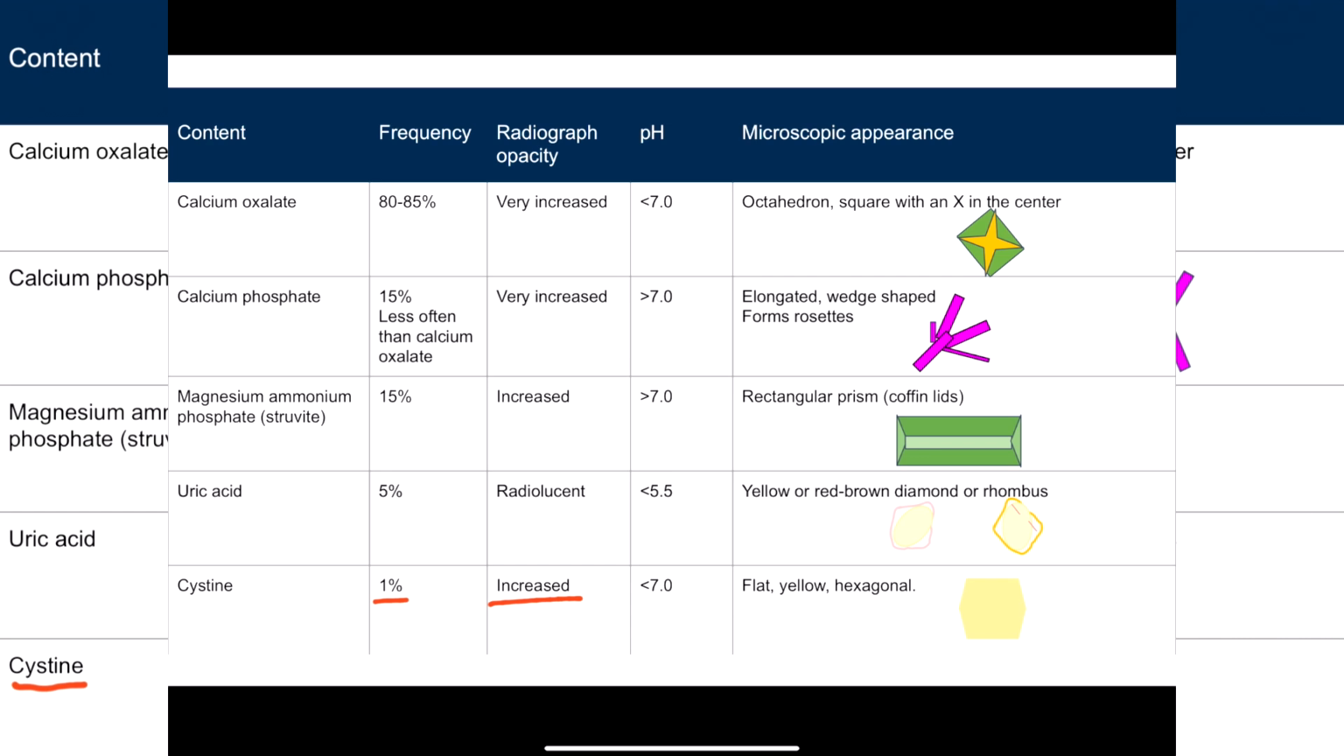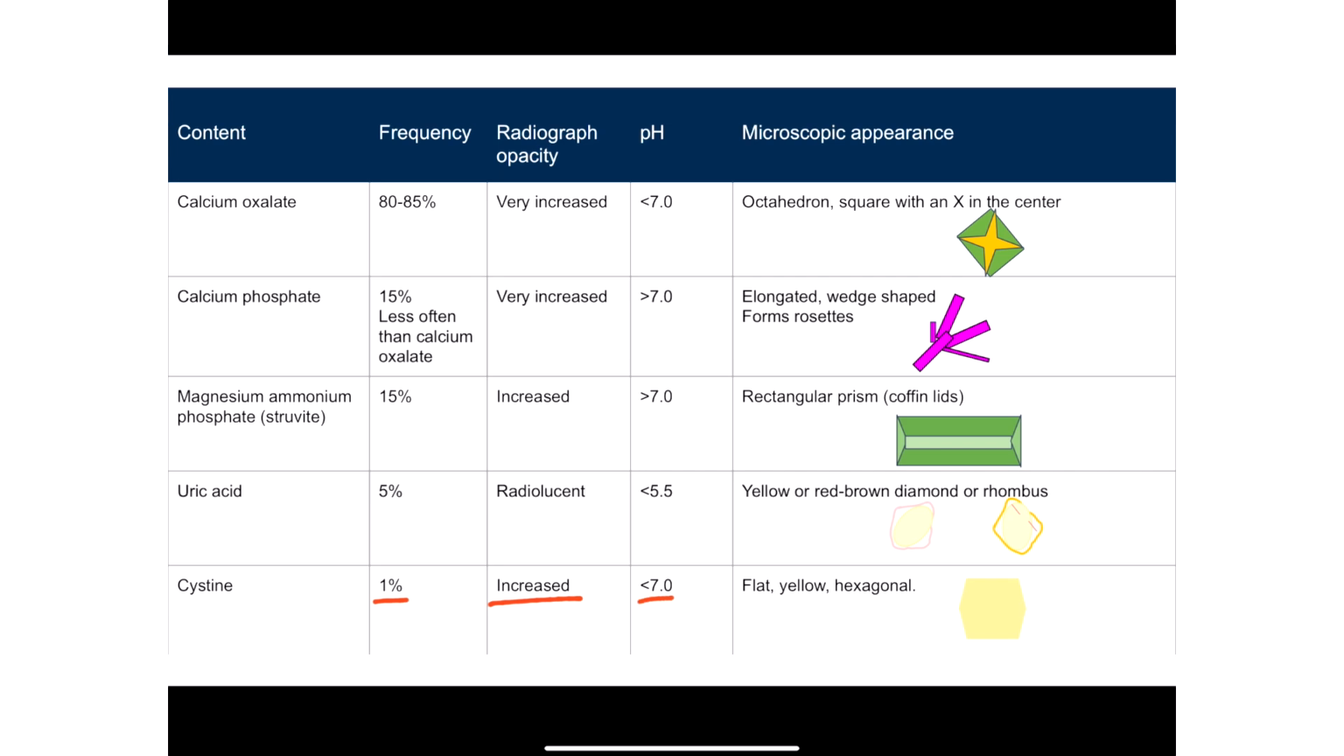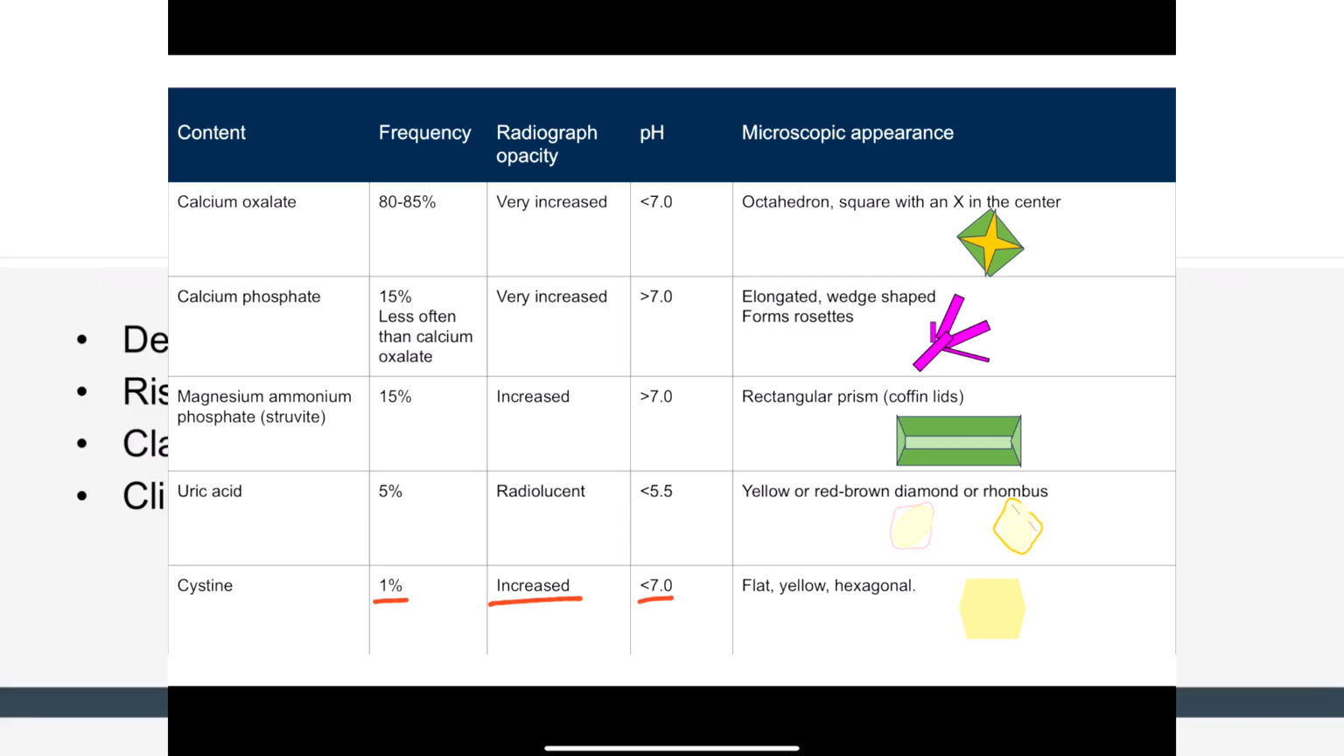On microscopic appearance, we should see flat yellow hexagon-shaped crystals. This is a microscopic image of cystine crystals. Notice the flat yellow hexagonal shape. All right, let's finish up by discussing the clinical features of nephrolithiasis.